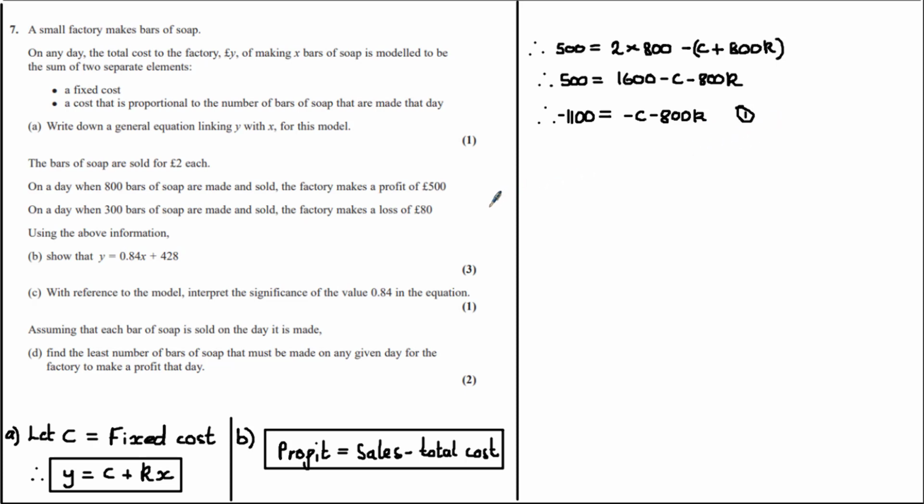We're then told that on another day, the factory makes a loss of £80. Now, a loss is just negative profit. So a loss of £80 can be represented as negative 80. And that's going to be equal to the sales, which would be 300, the number of bars sold, times 2. 2 times 300.